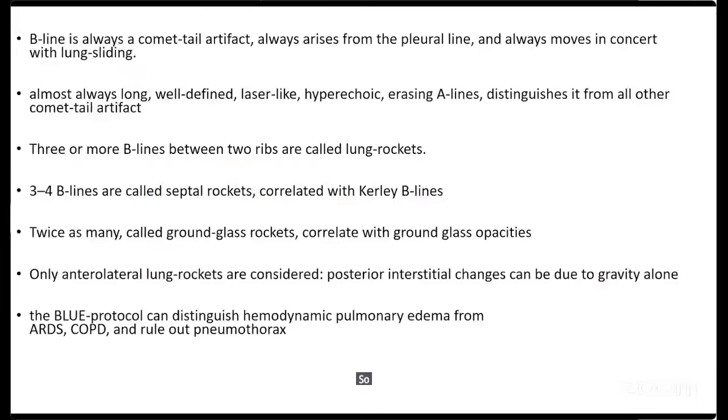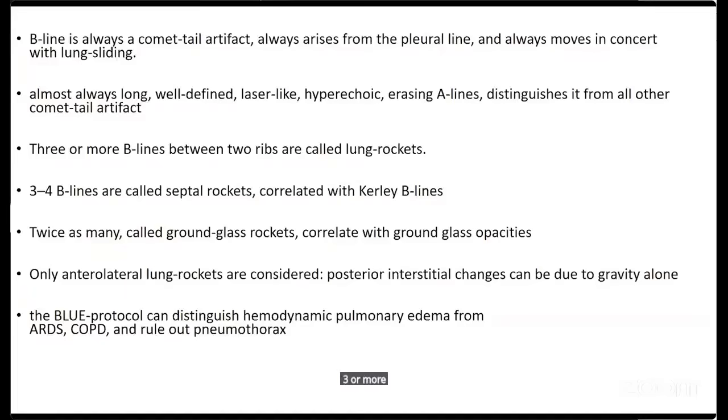So what is a B line? A B line is a comet tail artifact which always arises from the pleural line, always used in concert with lung sliding. Almost always long, well-defined, laser-like, hyperechoic, erasing A lines, which distinguishes it from all other comet tail artifacts.